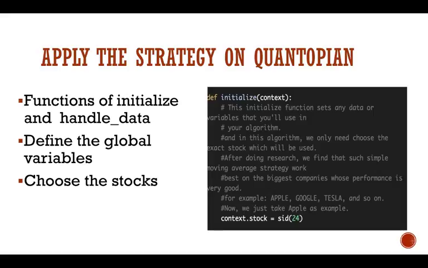Before trading, we focus on the basic background of different companies to find out which kinds of stocks suit our strategies. We conclude that such a simple moving average strategy works best on the biggest companies whose performance is very good, for example, Apple, Google, and so on. Because stocks of such companies have small volatility and always keep one tendency, up or down, for a long time, which avoids us trading so many times. This time, we just take Apple as an example.